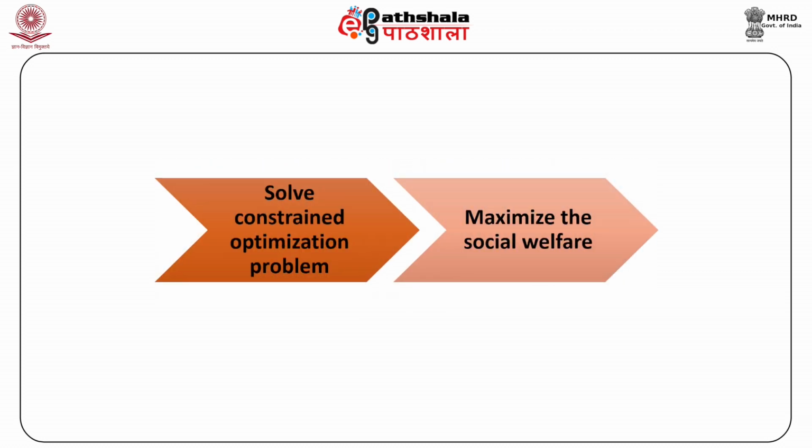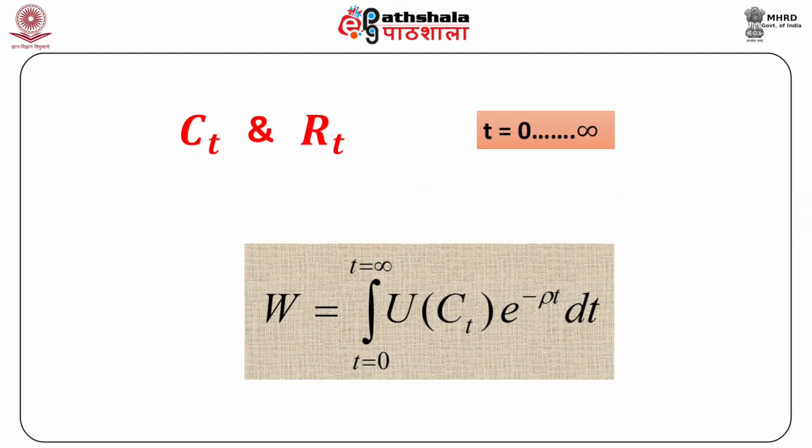We need to solve the constrained optimization problem to maximize the social welfare function subject to the aforementioned two constraints. Select values for the choice variables C_t and R_t for t from 0 to infinity to maximize W equal to the integral of U(C_t) e^(-ρt) dt, where t goes from 0 to infinity.